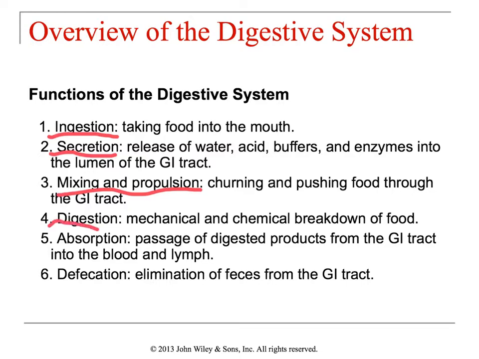Okay, digestion is how we're going to break it down. So there can be mechanical and chemical digestion. So mechanical is like what your teeth do. Chemical digestion is what the enzymes are going to do. Absorption is how the nutrients are going to get from the GI tract into your blood and into the lymph. And then defecation is how we're going to get rid of the waste from the GI tract.